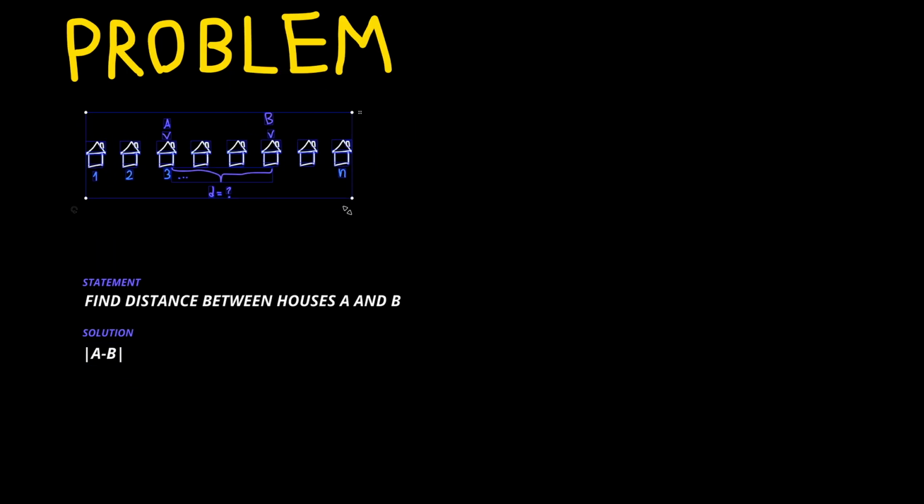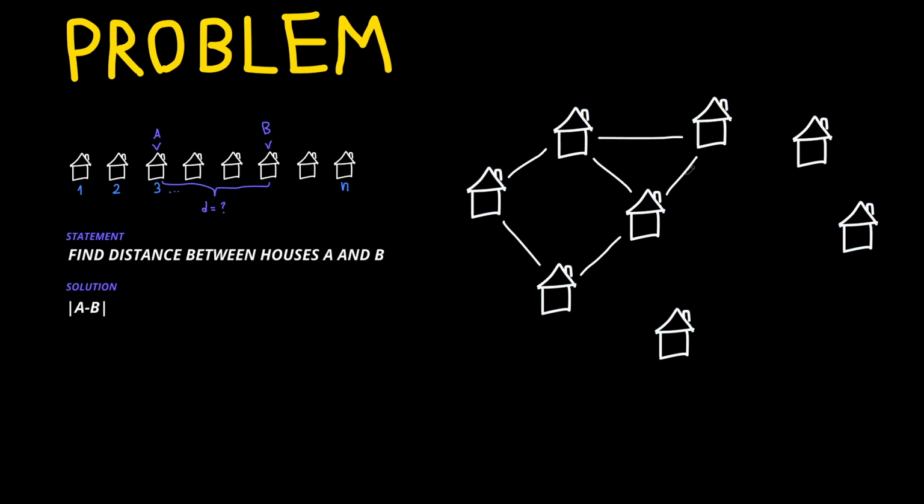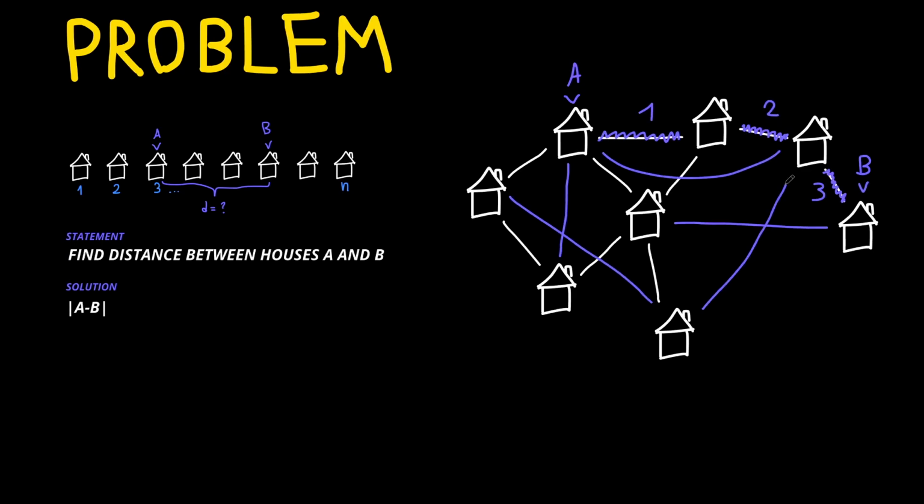But if we now say that we have not a linear street but, say, a neighborhood where there are some roads between houses, this problem suddenly becomes way trickier. For example, in this case, we can clearly see that the distance is 3, but how would you find it algorithmically in a graph that looks like this?